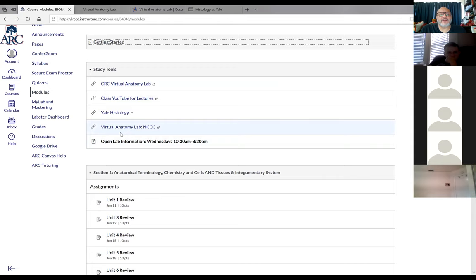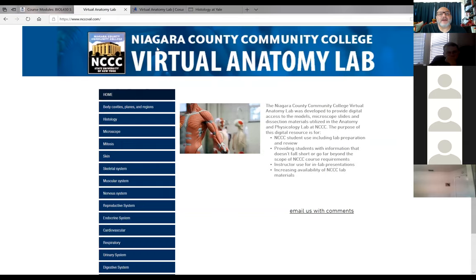I'm going to start with this one, the Virtual Anatomy Lab. This Virtual Anatomy Lab is the Niagara County Community College virtual lab. They've got a great site that has things that we've talked about. Notice it has body cavities, planes, and regions. What's nice about it is it has both labeled and unlabeled, so you can both learn and challenge yourself. Notice one of the things that it has here is the microscope.